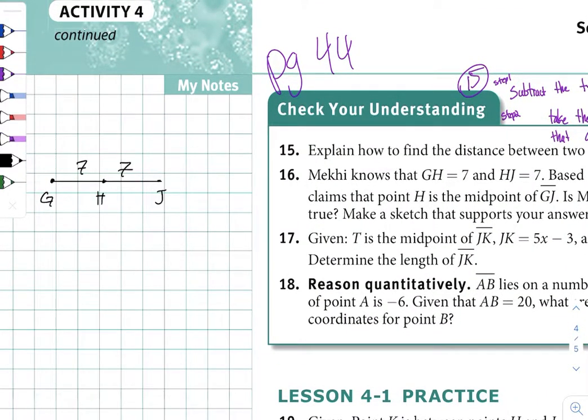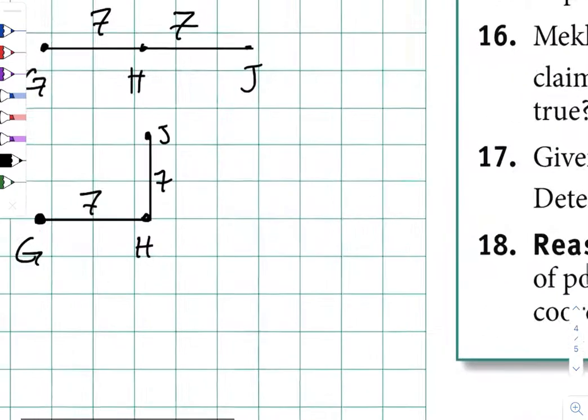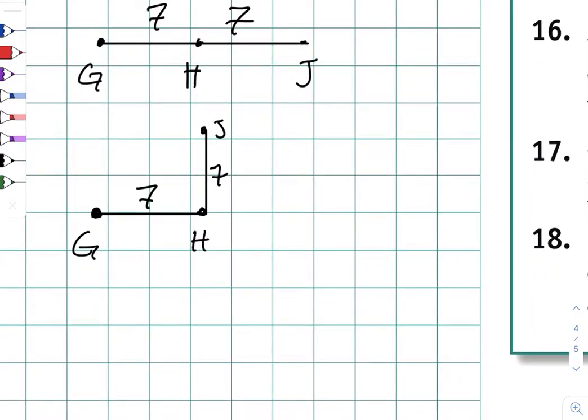And maybe, but it doesn't say that G, H, and J are collinear, meaning they're on the same line. So I could also interpret this to be something like this, where I have G and H, and that's 7. And then I have H and J going this way, and that's 7. H is no longer the midpoint of GJ. Right? In this second picture, GJ is this red line, and the midpoint would be somewhere there.